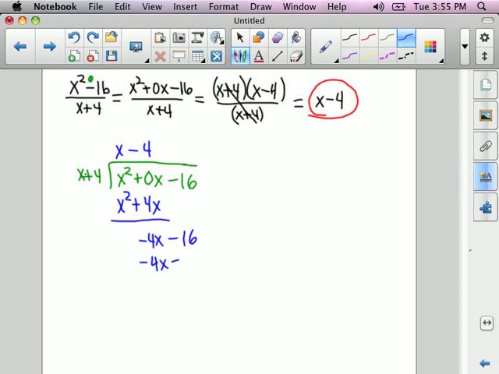You end up subtracting them. This one has no remainder, and you do get x minus 4 like you were supposed to. So the key thing here is this little guy in the middle. That was necessary to do the problem.